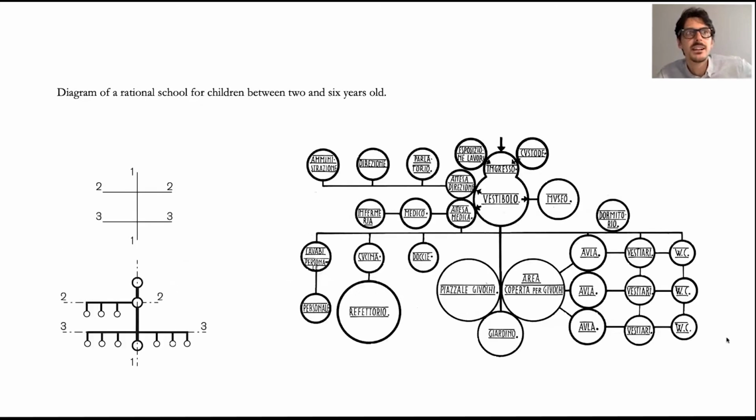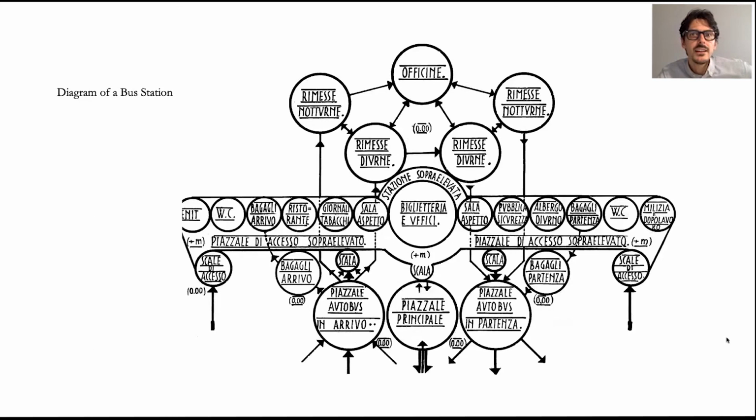This is another example about a rational school. And you can also grow and increase the amount of complexity of this diagram and achieve very complex, but at the same time very ordered, let's say, outcomes of buildings as very general shapes.